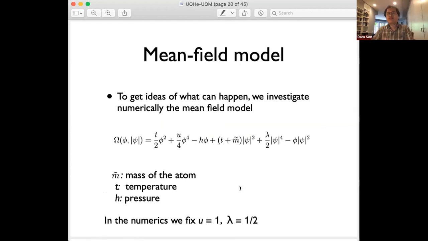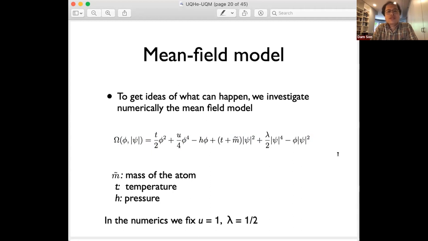To get some rough suggestions, some idea of what may happen, let us take this mean field theory at face value and investigate it numerically. So here is the Landau theory, the Landau potential that couples the liquid-gas order parameter with the U1 superfluid order parameter with this coupling phi psi squared. For simplicity, I omit the phi squared psi squared, which I hope would not change a lot of things qualitatively.